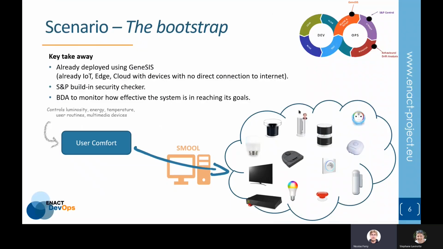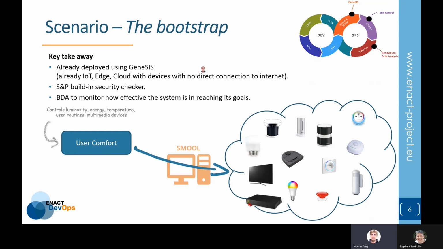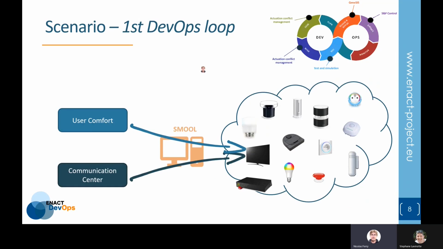So this was for the Bootstrap of our Smart IoT system. So now let's increment our Smart IoT system. Let's go for our first DevOps loop. So we are trying to add the communication center application, but before we deploy it and put it in production, we need to take a certain number of steps.